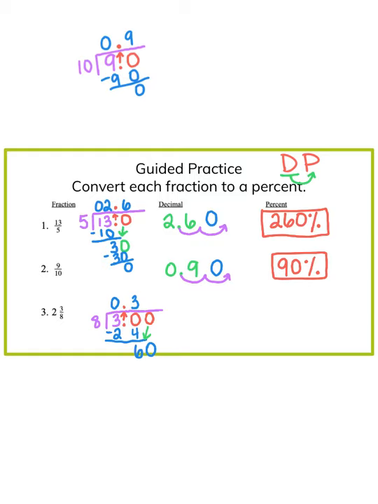Eight can go into 60 7 times. And I know 8 times 7 is 56. When I subtract 56 from 60, I'm left with 4. Again, I have a remainder, so I need to add one more 0 and bring it down. Eight can go into 40 5 times exactly, because I know 8 times 5 is 40.